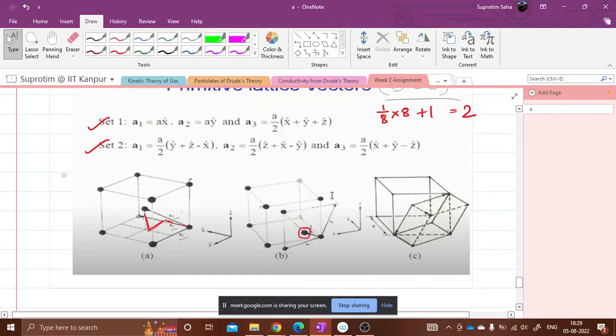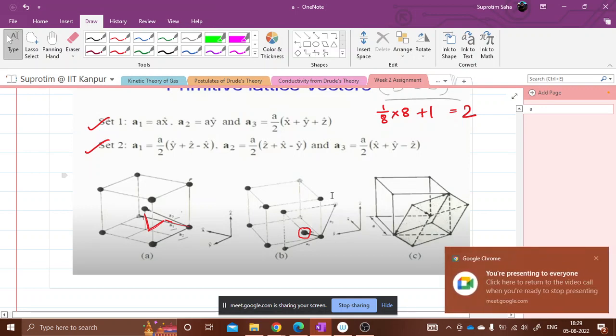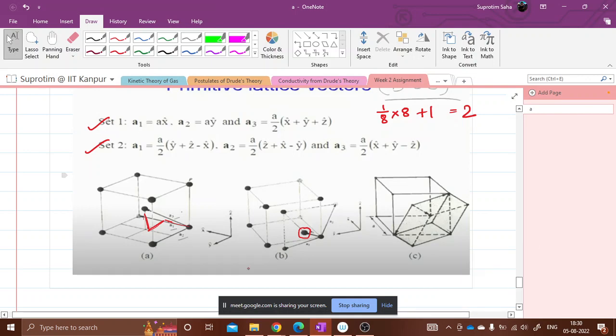All right. So by that prescription, by choosing A1, A2, and A3 like this, you can have a primitive unit cell.